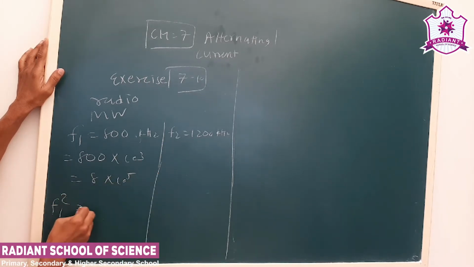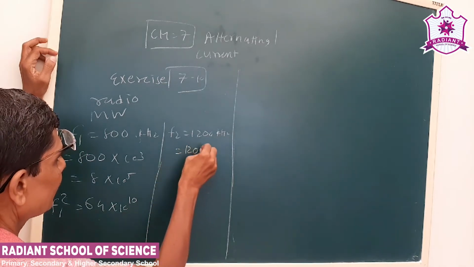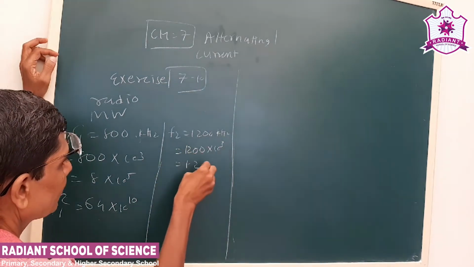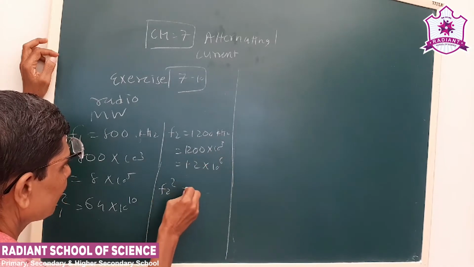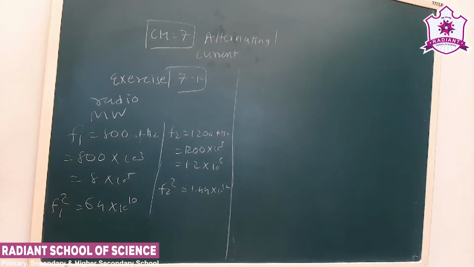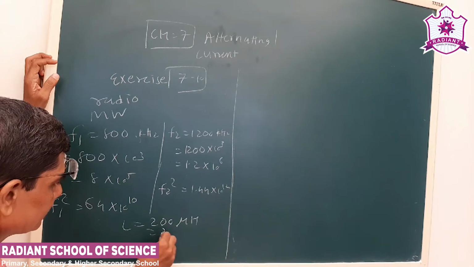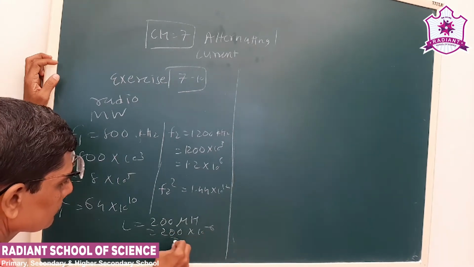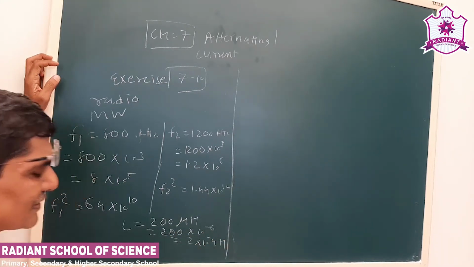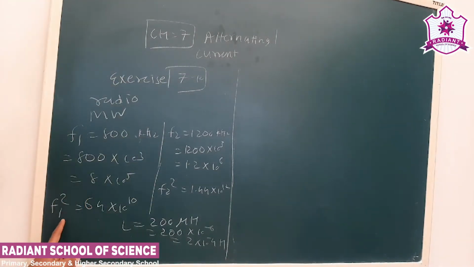So F1 square I write 64. F2 is 1200 into 10 to 3, that is 1.2 into 10 to 6. F2 square is 1.44. Now see, the inductance value is 200 microhenry. Here this is the value of the inductance. The frequency is given and the value of the inductor. We have to calculate the corresponding value of the capacitor.